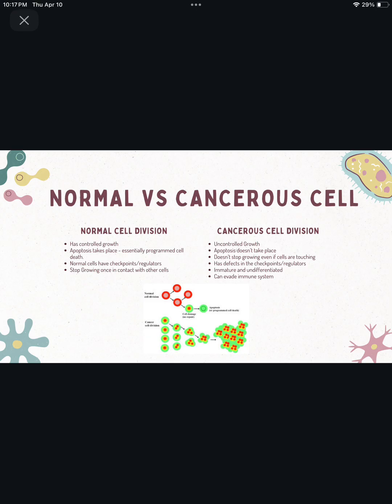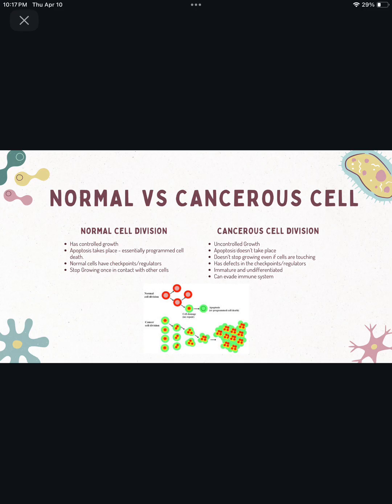So what makes up a normal cell and what makes up a cancerous cell? Normal cell division has controlled growth, apoptosis takes place, normal cells have checkpoints and regulators, and they stop growing once they're in contact with other non-mutated cells.